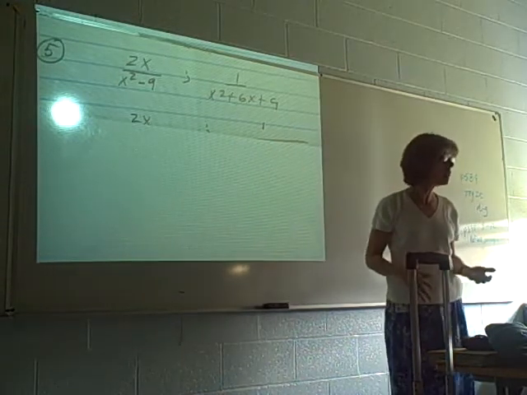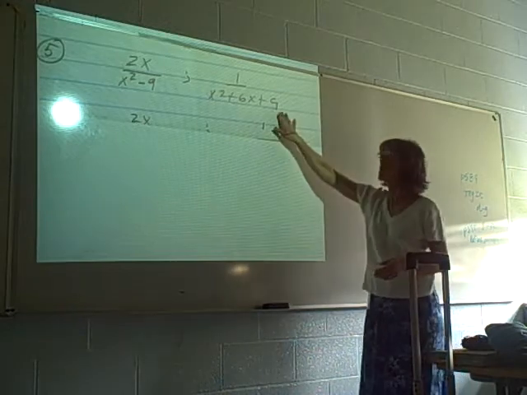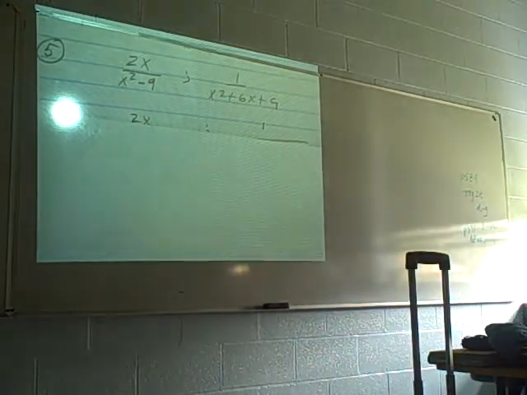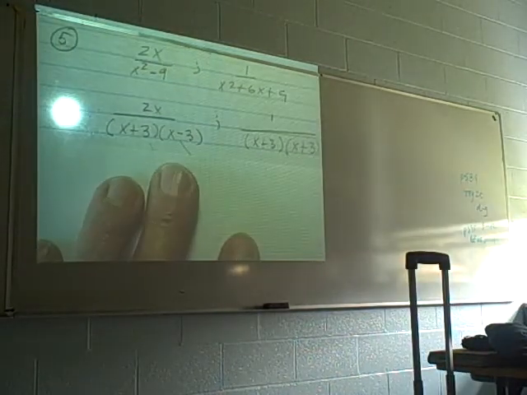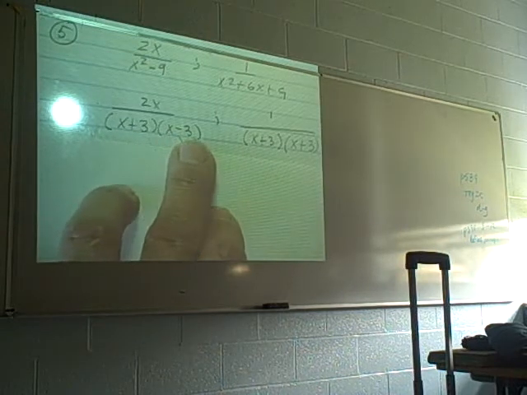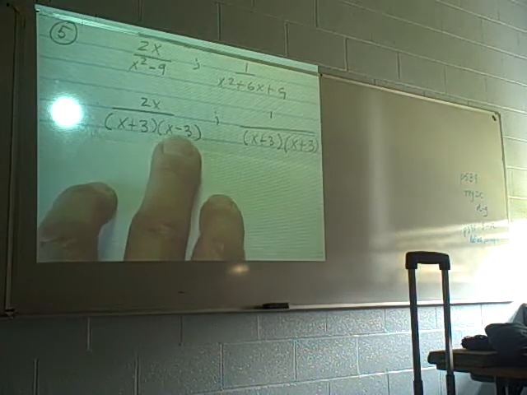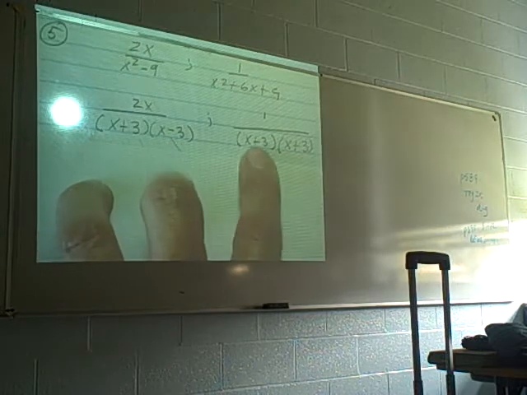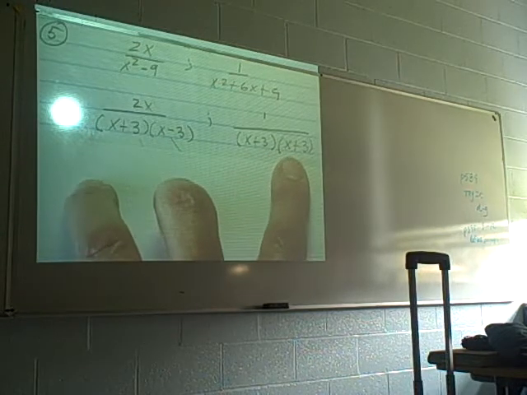X plus 3, x plus 3. Yeah, these are very nice. It's nice to know those. Okay, so I can factor. I know that the difference of perfect squares, this is a plus 3, this is a minus 3. And this has 2 plus 3's in it.